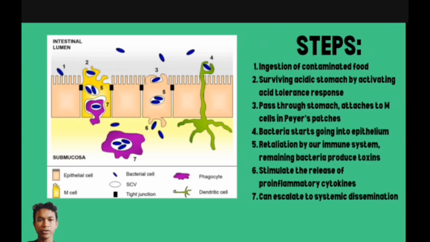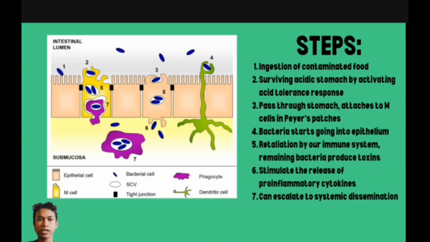The mechanism starts with ingestion of contaminated food or drinks. Then, the bacteria must survive the stomach's acidic environment by activating its acid tolerance response. Once it has adapted to the low pH of the stomach, the bacteria will pass through the stomach and attach to M cells in Peyer's patches in the intestinal epithelium. Invasion of bacteria starts going into enterocytes or follicle-associated epithelium by using the T3SS virulence factor.